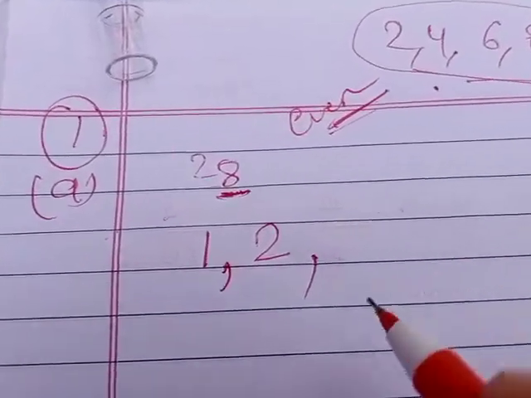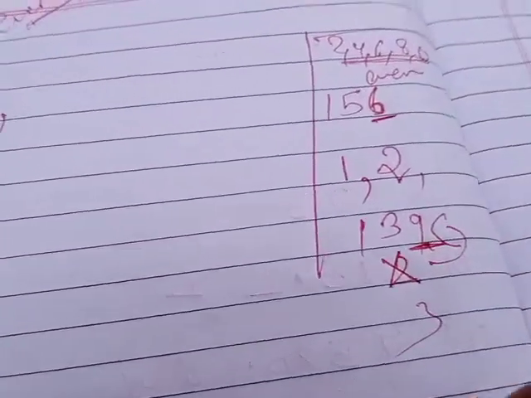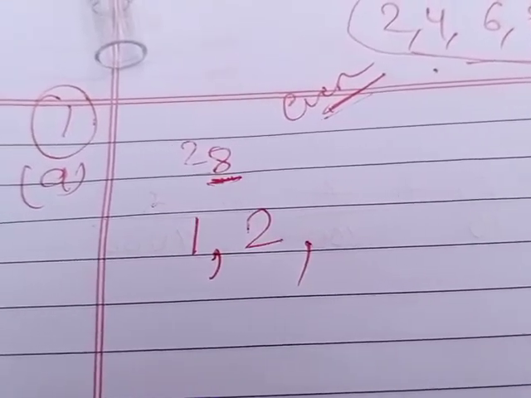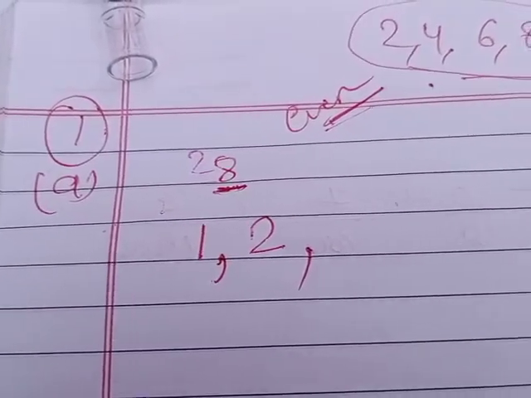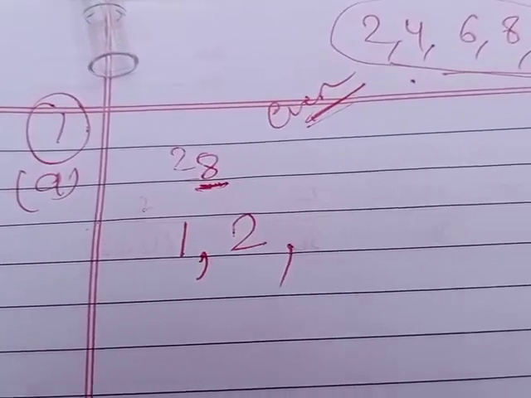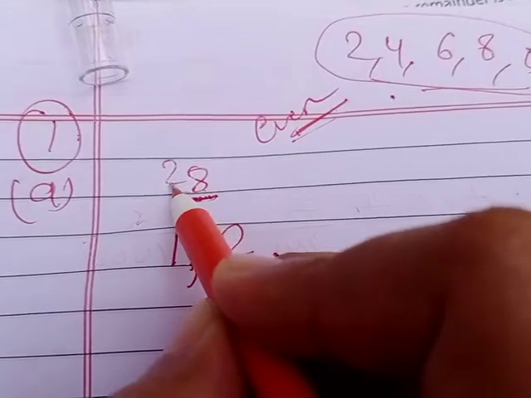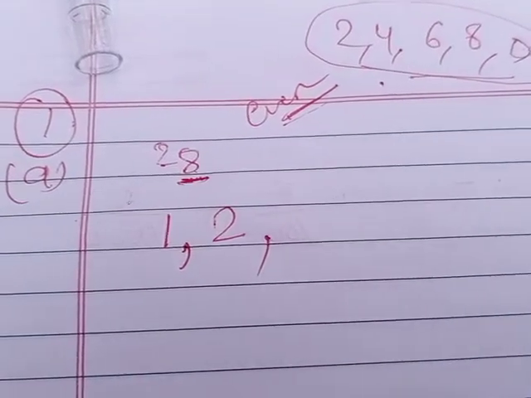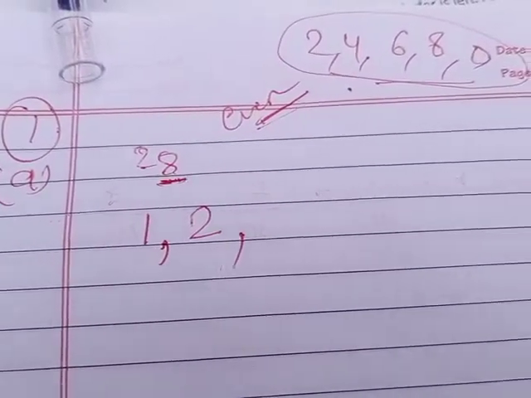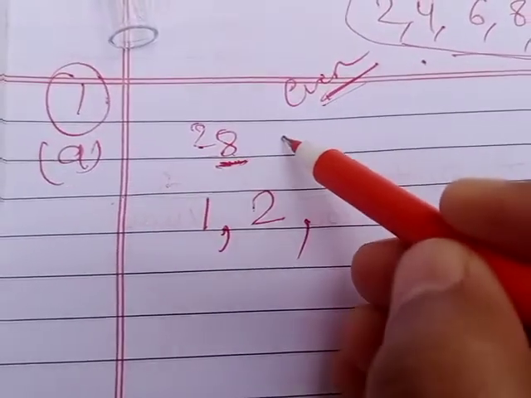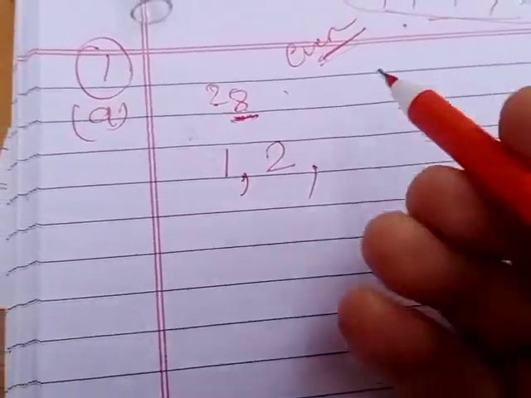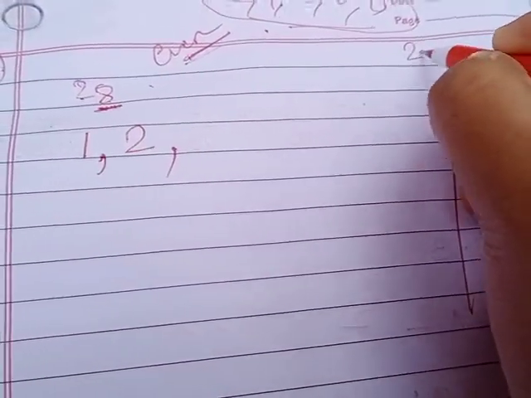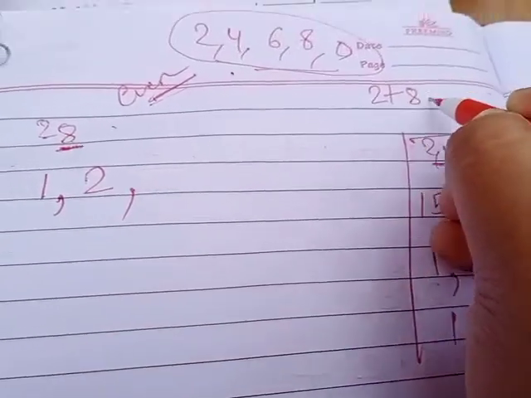Moving ahead, 3, right? After 2 we have 3. How can you say that 3 is a factor of a particular number? 3 will be a factor of any number when you add the digits of that number and, after adding, you get an answer which is divisible by 3. Then 3 is a factor of the number, otherwise no. How to check? I'll tell you. In rough, just add the digits of 28. What are the digits of 28? 2 and 8, right?